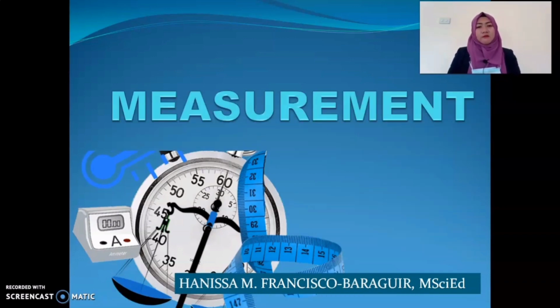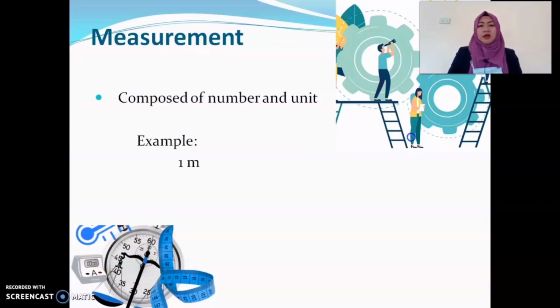Learning measurement is very important when we study physics because the ability to identify the correct measurements in experiments and other related activities is very important. When you say measurement, it is composed of a number and a unit. So to have the correct measurement, you should have both number and unit. For example, in length, the correct measurement will be 1 meter. If you only write 1, then 1 is not a correct measurement for length.